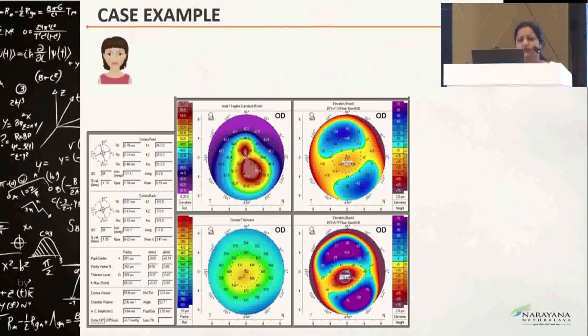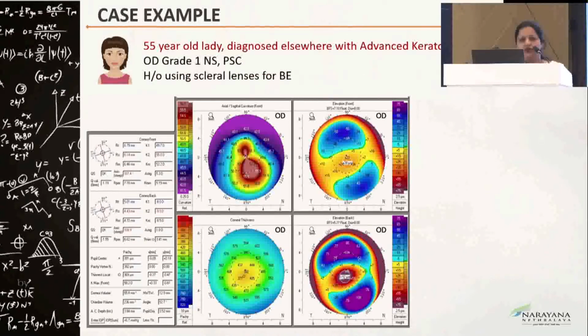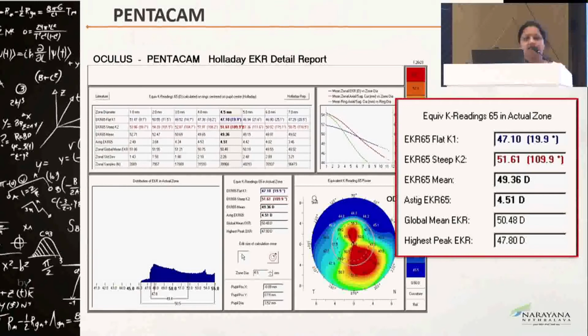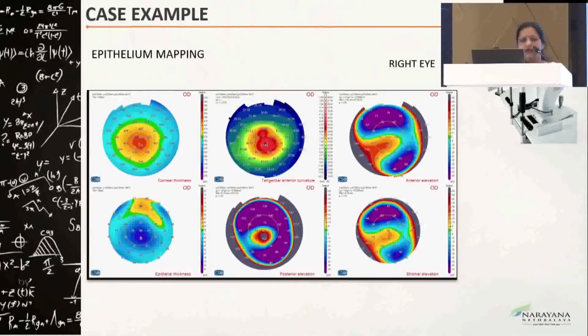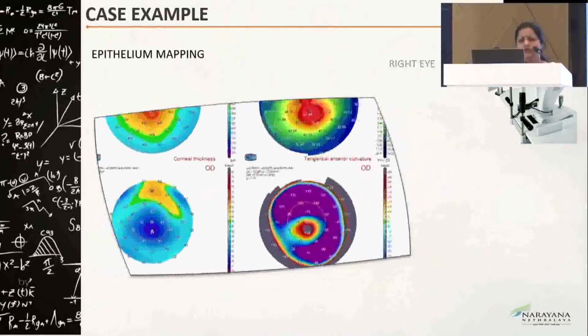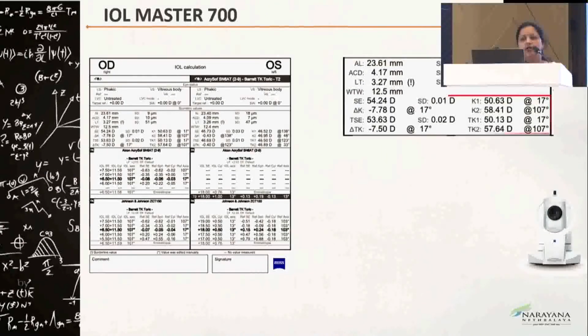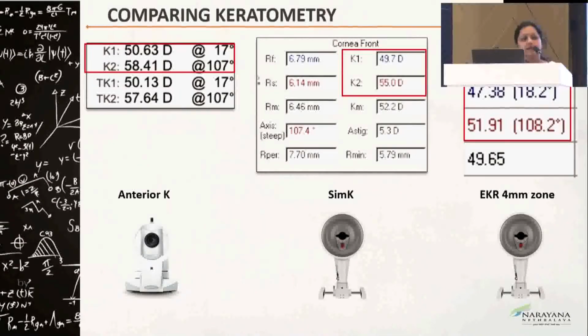This is a case example. A 55-year-old with grade 1 NS to PSC. We can see the inferior steepening in the first graph. The posterior elevation is around 98 microns and the anterior is around 23 microns. The EKR is giving us a reading of 47 and 51. Coming to epithelial mapping, we can see that the cornea here is quite regular. The IOL Master K is around 50 and 58. So these are the comparisons: anterior K, sim K and the EKR.